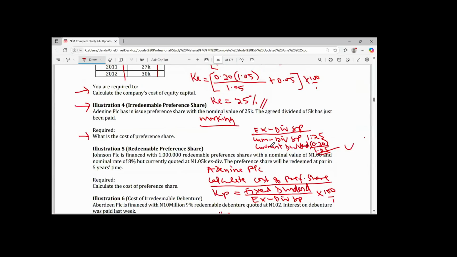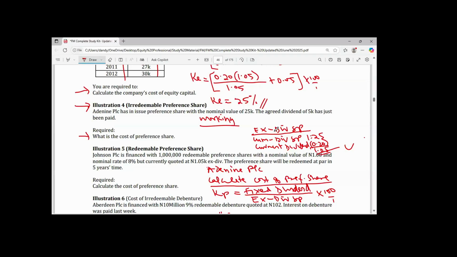You are told that Adenine PLC has in issue preference share with the nominal value of 25 kobo. The agreed dividend of 5 kobo has just been paid. So there is no market price, so it is nominal value. Nominal value is the face value, the balance sheet value. The amount you have in the balance sheet is the same thing as nominal value or book value or face value, whatever you want to call it.